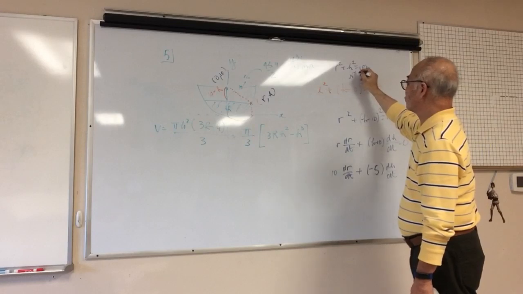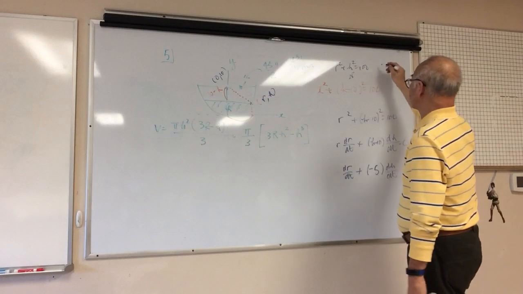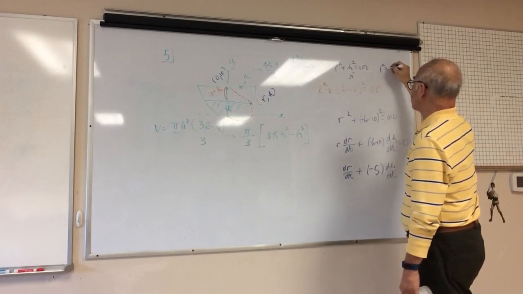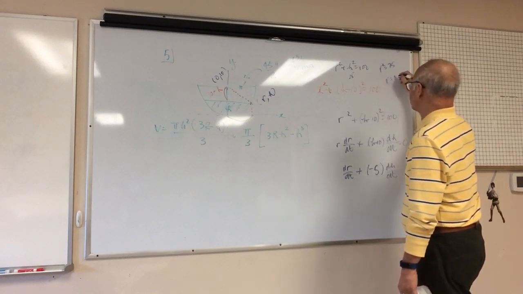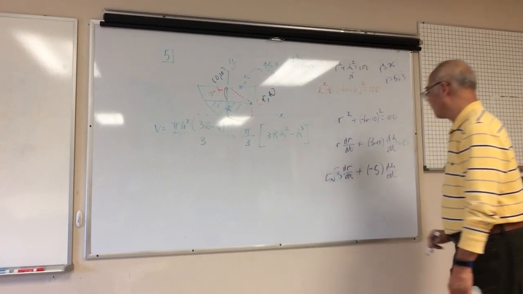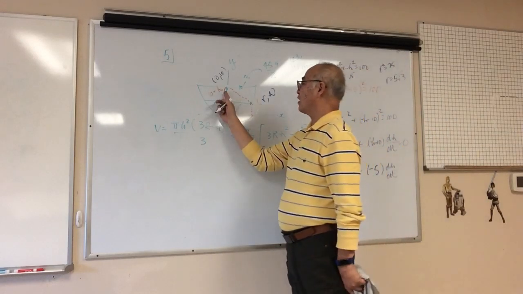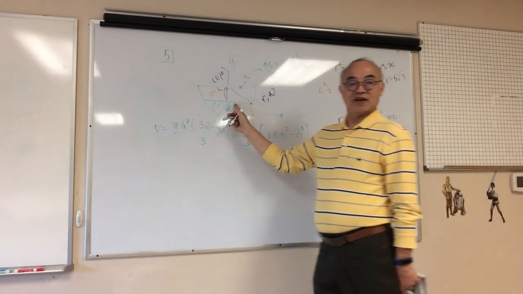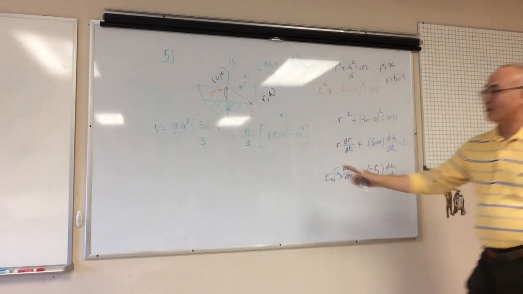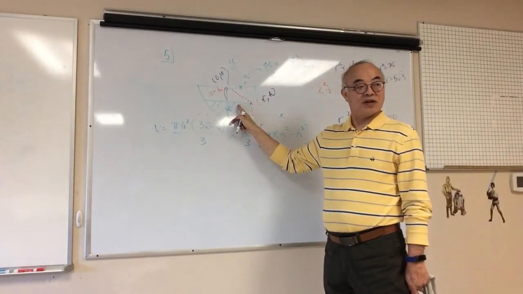So it's going to be 100 plus 25, not that. 75. R squared is equal to 75. R is equal to 5 root 3. Oh, because the triangle is x, 2x, x root 3. Correct. 1, 2, root 3. Let's go. Okay. Right? 5, 10, 5 root 3.